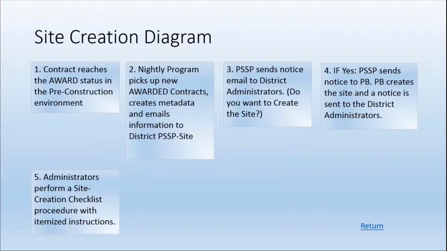When a contract reaches the awarded status in pre-construction, that used to be LAS, PES, and all of those, now it's called pre-construction. We have a program that runs on the batch reader that runs every morning and looks for contracts that hit the awarded status since the last time it ran. It pulls the metadata relative to the contract and emails that information to a list site at the district level for that contract. So that's like a spreadsheet. It's like an Excel spreadsheet that gets sent to the district.